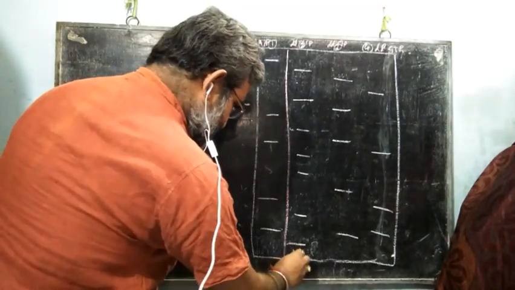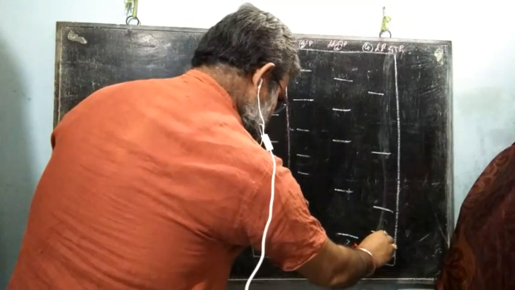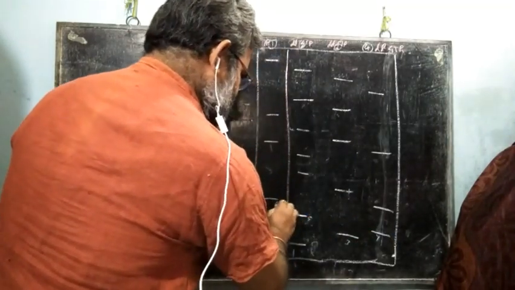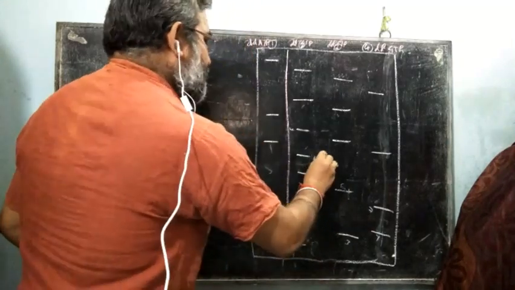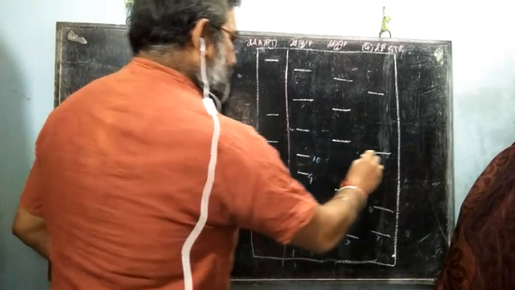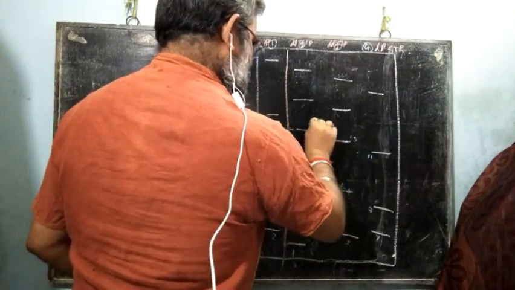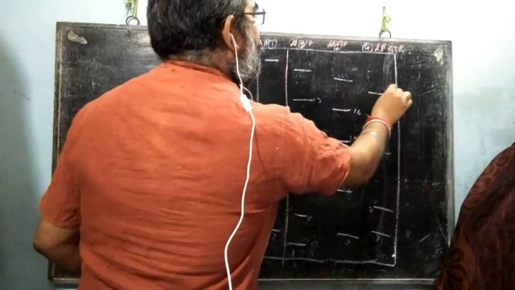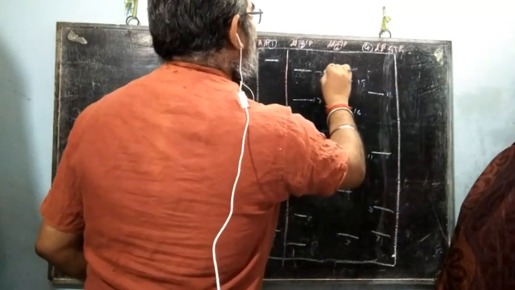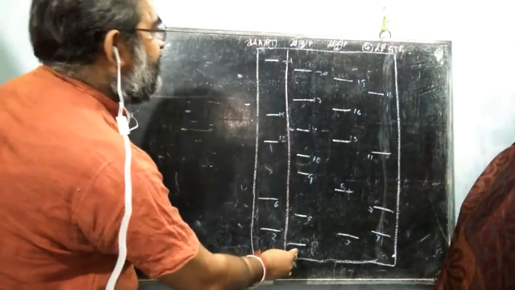It is the first band, the second band, the third band, fourth, fifth, sixth, seventh, eighth, ninth, tenth, 11, 12, 13, 14, 15, 16, 17, 18, 19, 20. And now you realize the first is T.